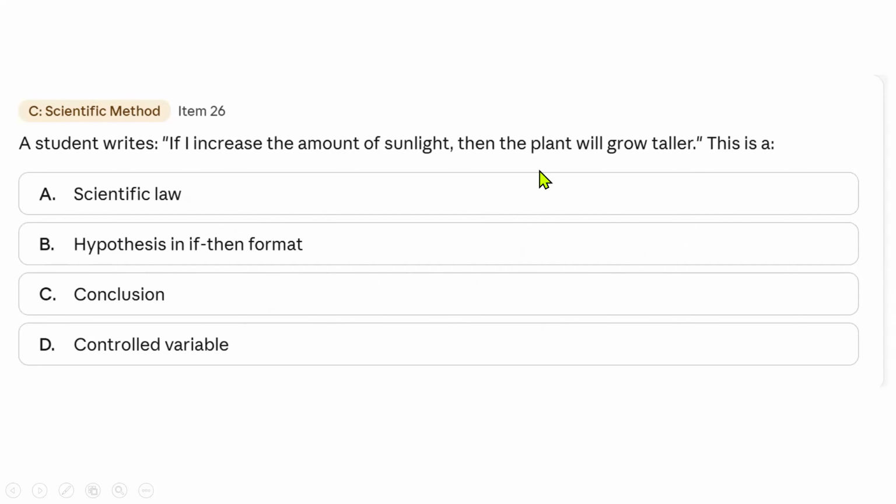So to continue, item 26, we have the following question. A student writes, if I increase the amount of sunlight, then the plant will grow taller. So this is a what? It's your answer on this one. You may pause and then answer. Of course, if the question is in if-then format, then that is a hypothesis. So the correct answer is hypothesis. Let me use a green for that. Okay.